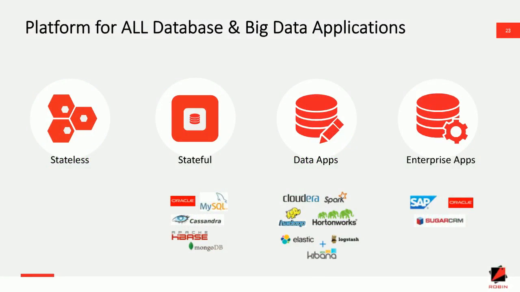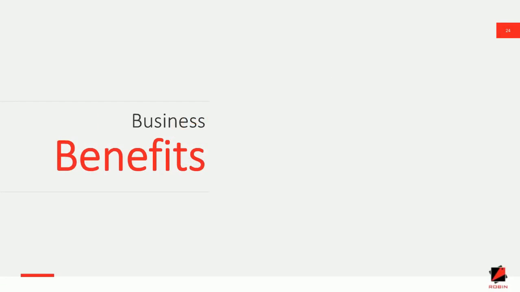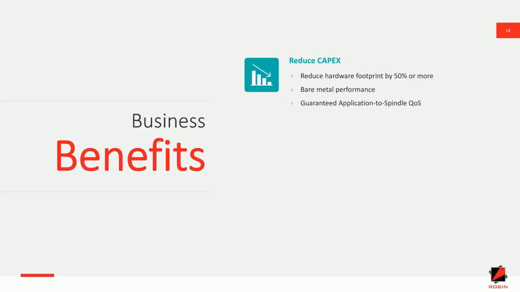Now, in this webinar, we talked exclusively about databases, but the Robin platform can be used for everything: stateless, stateful, data apps, enterprise apps. But of course, our primary focus initially has been on stateful apps, data apps. So to summarize the business benefits that you gain with a platform like Robin, number one, we are helping you reduce CapEx. So we are reducing your hardware footprint while retaining bare metal-like performance and delivering guaranteed application performance. Number two is we are improving productivity.